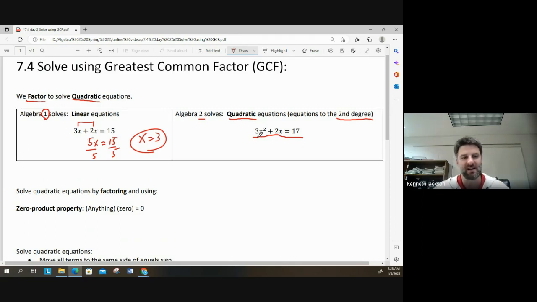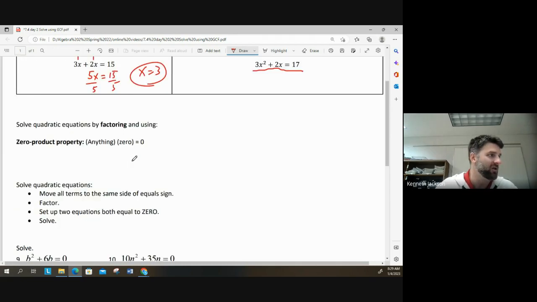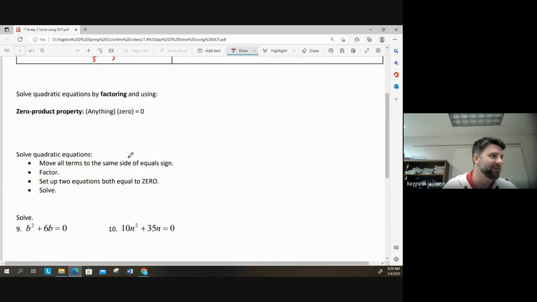We have a different set of rules we need to follow to solve quadratic equations, which we're going to get into the rest of the semester. And the way that we solve, or one of the ways we can solve a quadratic equation, is by factoring. So that's what we need to talk about today. We solve a quadratic equation by factoring. Factoring so far we know is a GCF. And we have to use this thing called a zero product property.